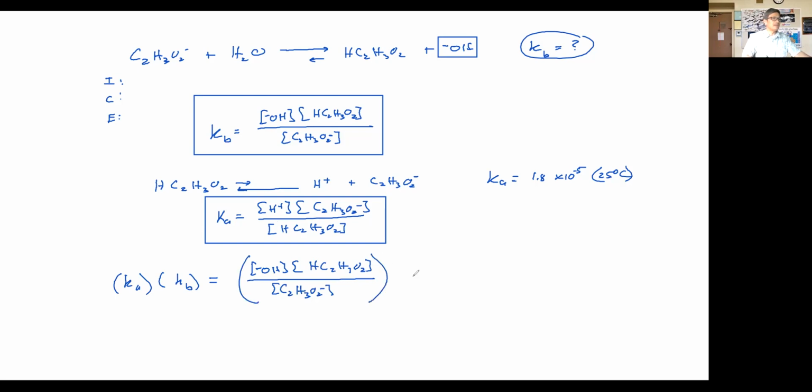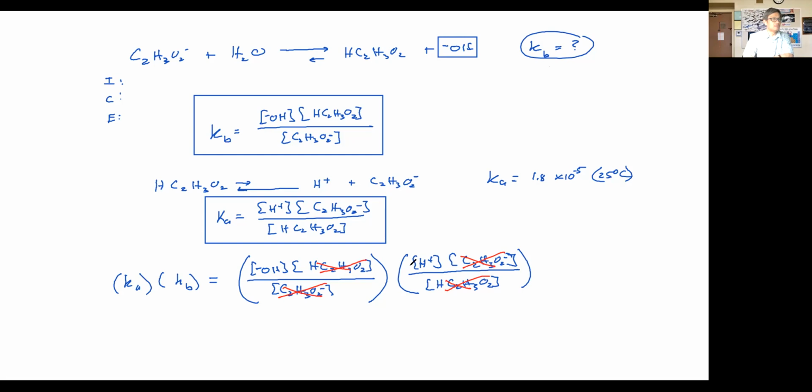And Ka, let's write that in. That's the concentration of hydrogen ion times the concentration of the acetate, all over the concentration of the acetic acid, HC2H3O2. Let's take a look at what happens here, you guys. When you multiply this together, look what happens. This term cancels out. This term cancels out. And look at what we have left over.